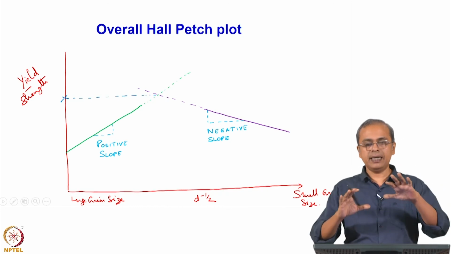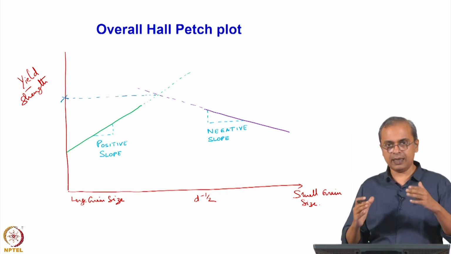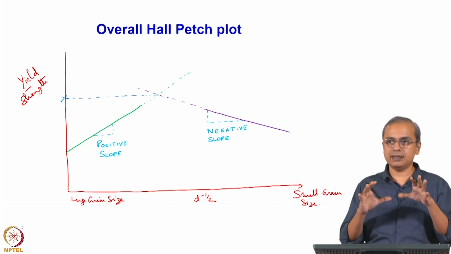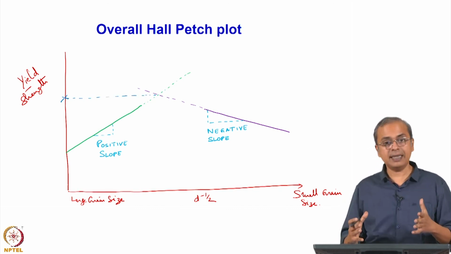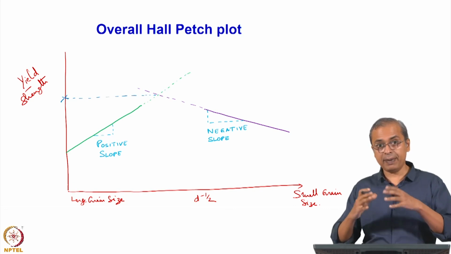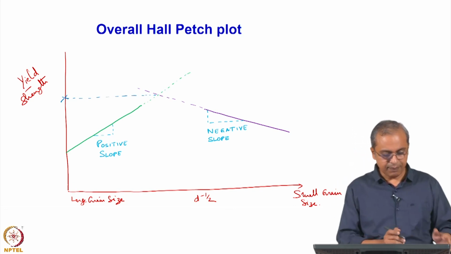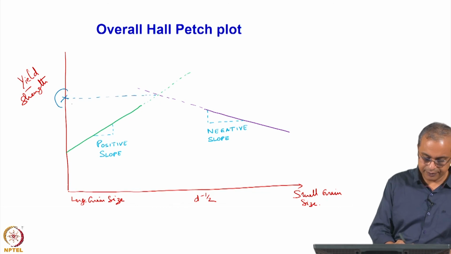So, in other words, in most material systems, to the extent that you can alter its strength by manipulating the grain size, there is a certain maximum yield strength that you can get.